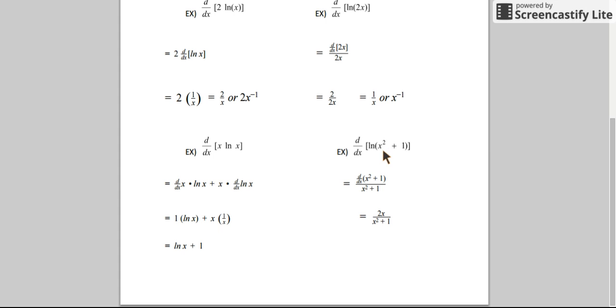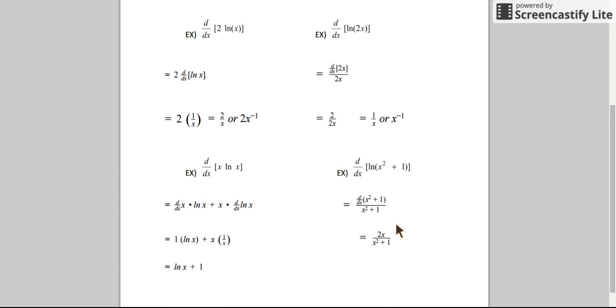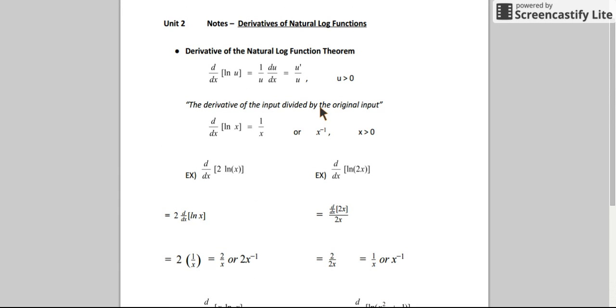Next example, the natural log of x squared plus 1. Again, I got my input. I'm going to find the derivative of my input and divide it by the original input. So the derivative of x squared plus 1 is 2x, and 2x divided by x squared plus 1 would be our final derivative answer. So finding derivatives of natural log functions isn't too tricky as long as you know your rule. Find the derivative of the input divided by the original input.